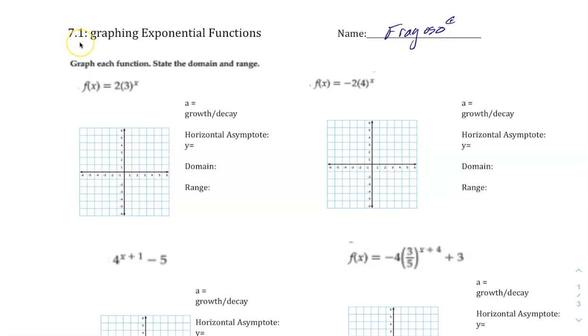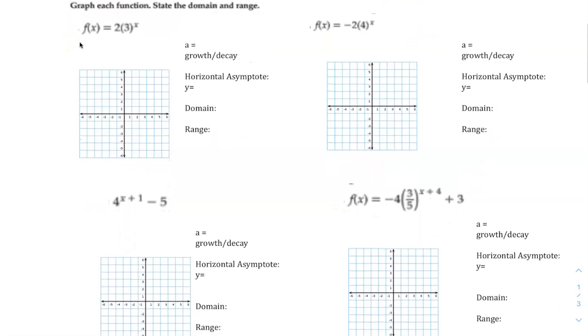Point 1, graphing exponential functions. So let's go through this worksheet. You want me to graph these functions and state the domain and range. So first thing I want to know is, is it growth or decay? Well, look right here, right?